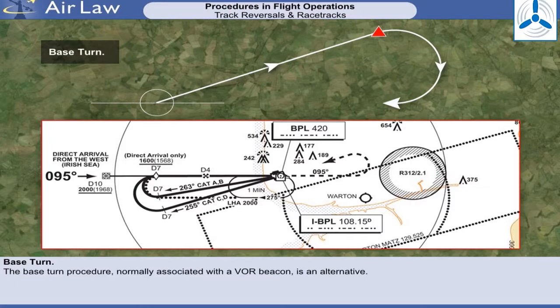An alternative to this is the base turn procedure, which is usually associated with a VOR beacon. A base turn can be specified where the inbound track is not the reciprocal of the outbound track. The specified outbound track is followed to a predetermined point at which a Rate 1 turn is made so that the aircraft rolls out onto the required inbound track. In order to obtain an accurate outbound track, the procedure is defined to allow an aircraft to maneuver at the IAF prior to commencing an instrument procedure.